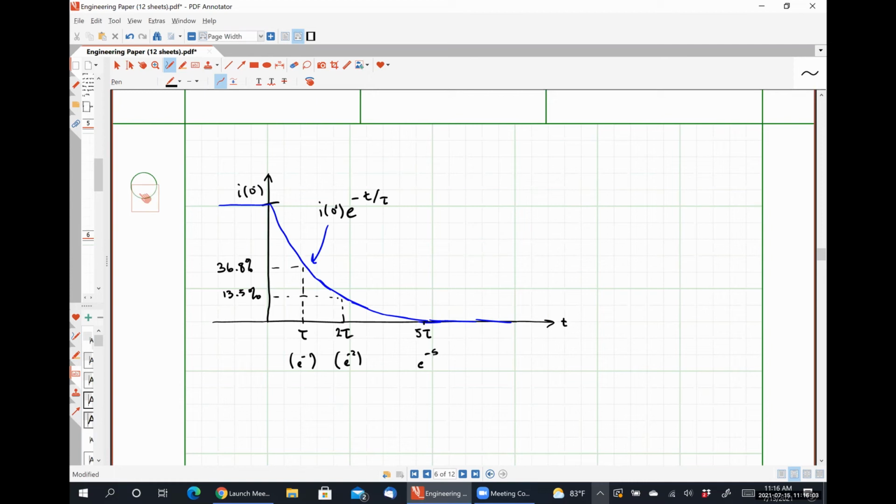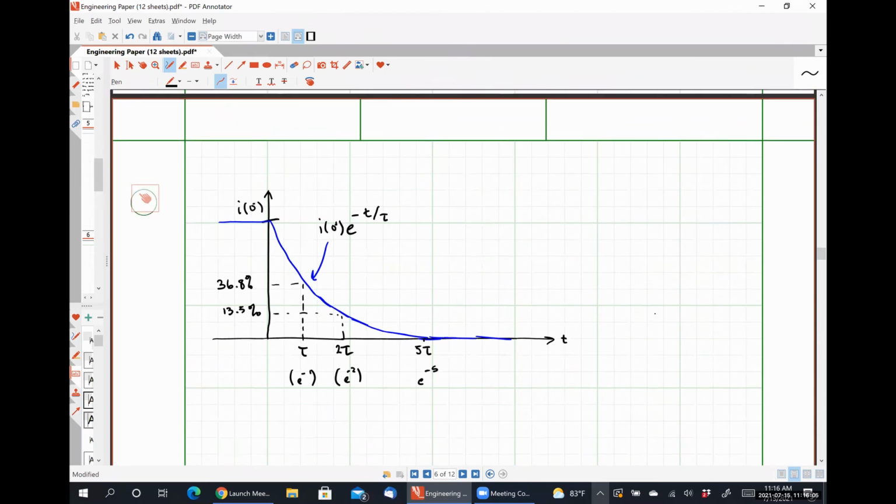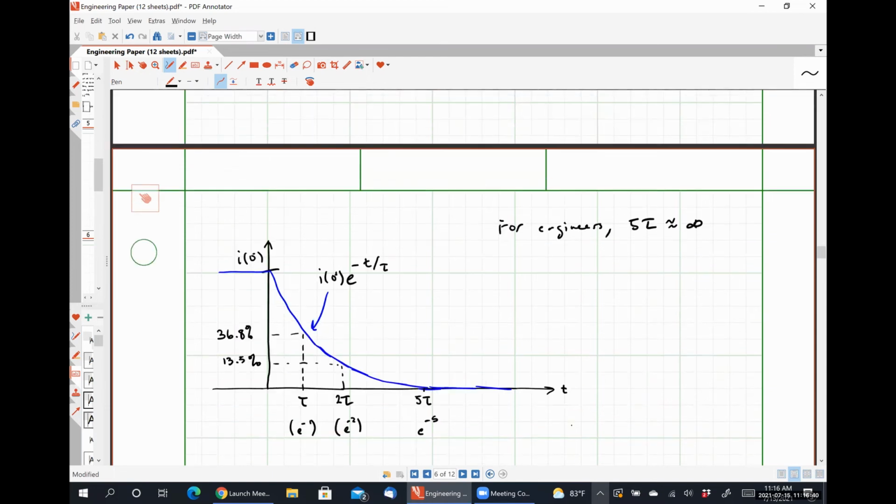So just to reiterate, for engineers, 5 tau is approximately infinity. That is literally something I ask very regularly on your exams. Or I might ask, how many time constants does it take a signal to decay to less than, say, 25% of its initial value? That would be 2 time constants. Those are all just figured out by doing e to the 1, e to the -1, e to the -2, etc. Nothing remotely difficult there.